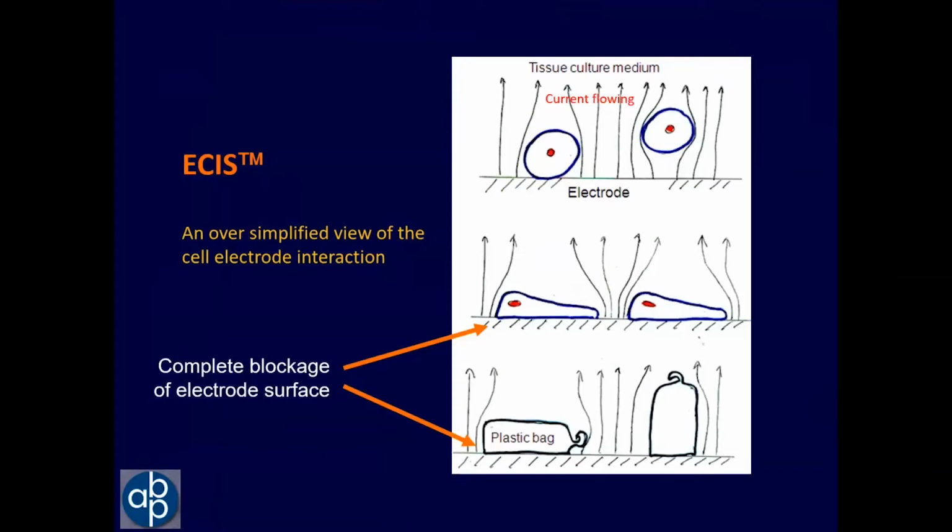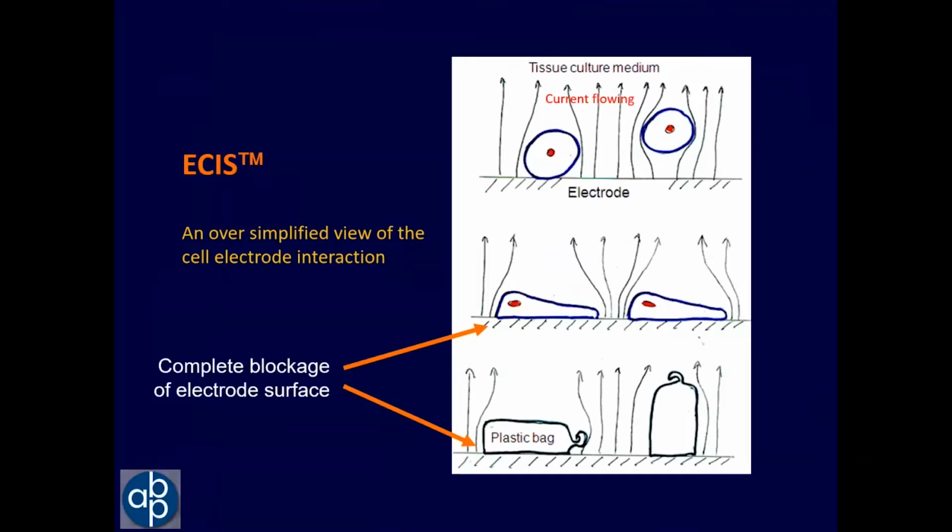That actually removes part of the electrode from the measurement and would cause an increase in impedance, much the same as if you were to put any insulating film, in this case small plastic bags filled with saline, on the electrode. If you block the electrode surface, the impedance will increase.